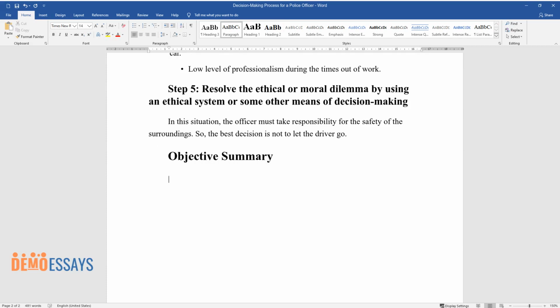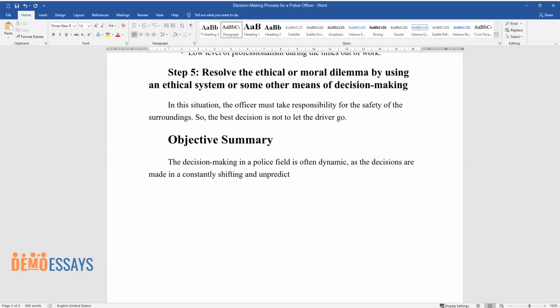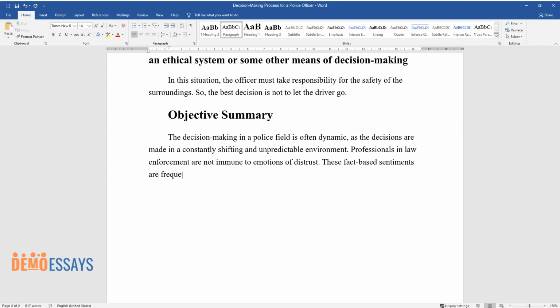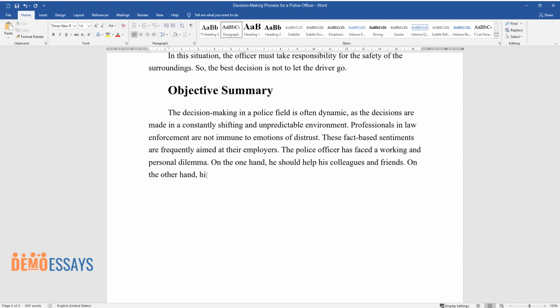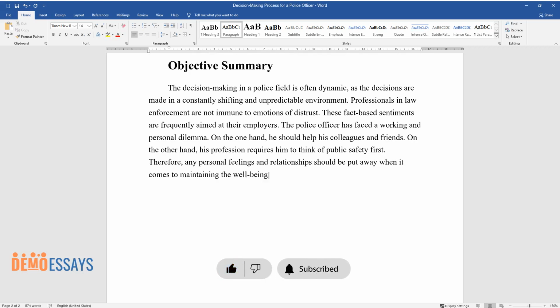Objective summary. The decision-making in a police field is often dynamic, as the decisions are made in a constantly shifting and unpredictable environment. Professionals in law enforcement are not immune to emotions of distrust. These fact-based sentiments are frequently aimed at their employers. The police officer has faced a working and personal dilemma. On the one hand, he should help his colleagues and friends. On the other hand, his profession requires him to think of public safety first. Therefore, any personal feelings and relationships should be put away when it comes to maintaining the well-being of the surroundings.